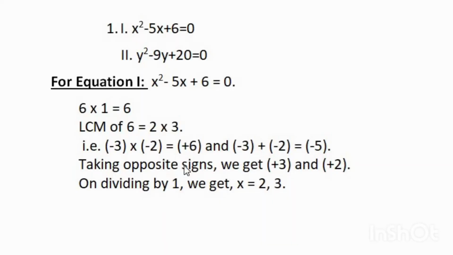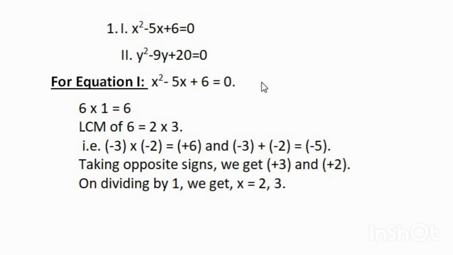In this video, I will give you the solutions of workout questions on the topic quadratic equation based inequalities. So let's start. In the first question, the equations are x square minus 5x plus 6 is equal to 0 and y square minus 9y plus 20 equal to 0.